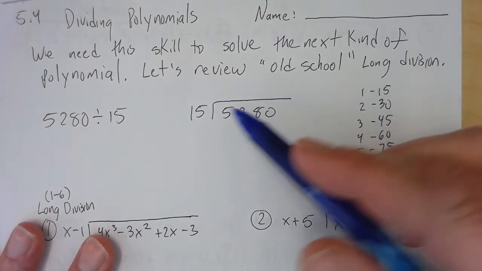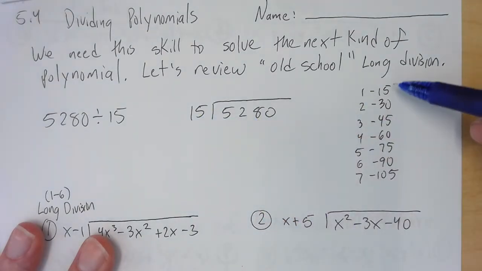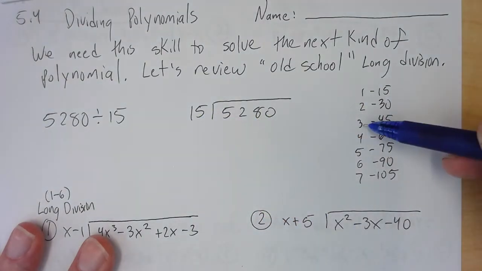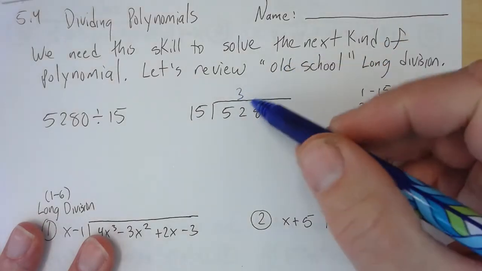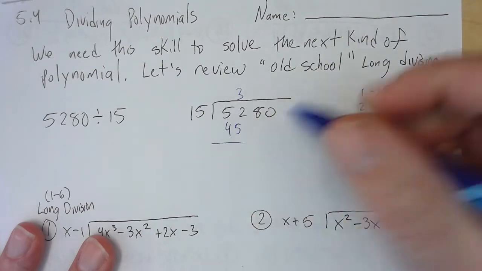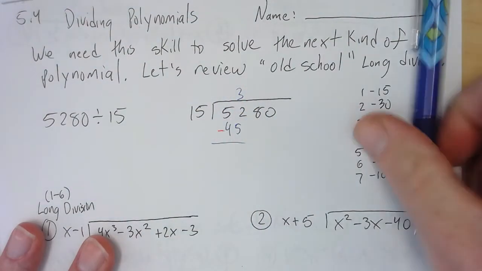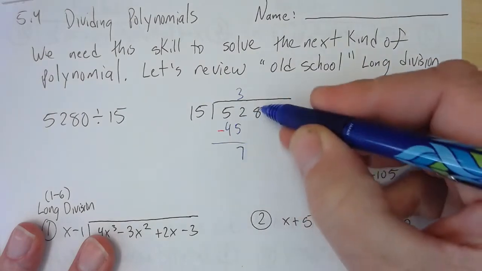So does 15 go into 5? No. Does 15 go into 52? Yes. 15, 30, 45, so it goes 3 times. So we put the 3 here, then we multiply. 3 times this is 45. Then I pick up the red pen because I'm going to subtract. So I'm subtracting out the 45, and I bring down the 7, and I drop down the 8.